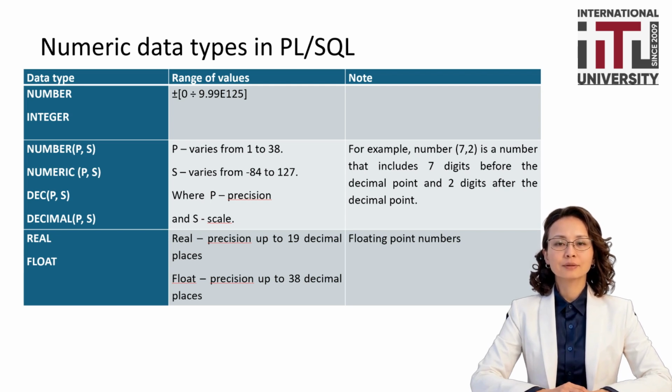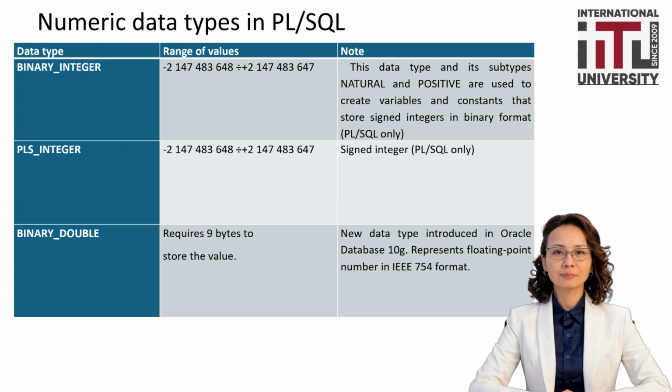Binary integer and integer both store signed integers within a fixed range in procedural language structured query language. Binary double, introduced in Oracle Database 10g, represents floating point numbers in Institute of Electrical and Electronics Engineers format, requiring eight bytes for storage.